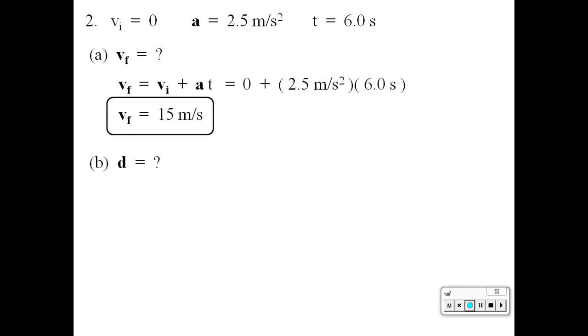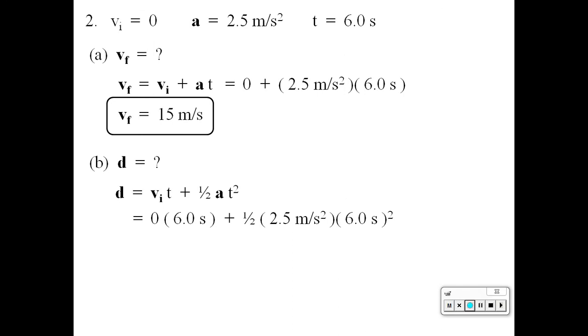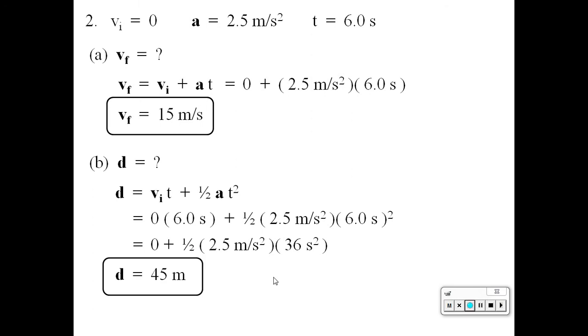Second thing we want is the distance traveled. Quantities are related by d = v_i t + 1/2 at squared. Inserting the values, first term, 0 times anything is 0, so that goes away. Square the 6 to get 36. And then after multiplying, you get 45 meters. The seconds squared here and here cancel themselves out.